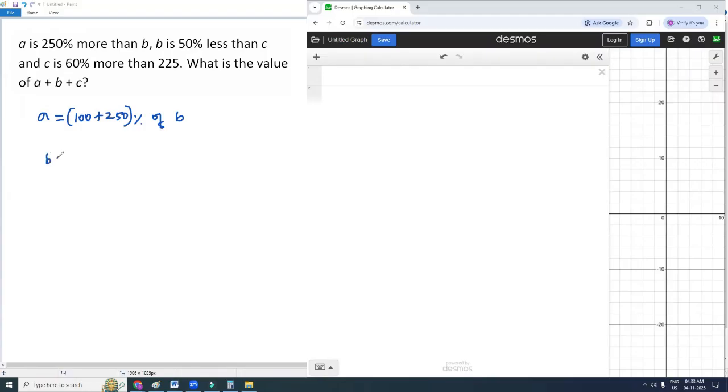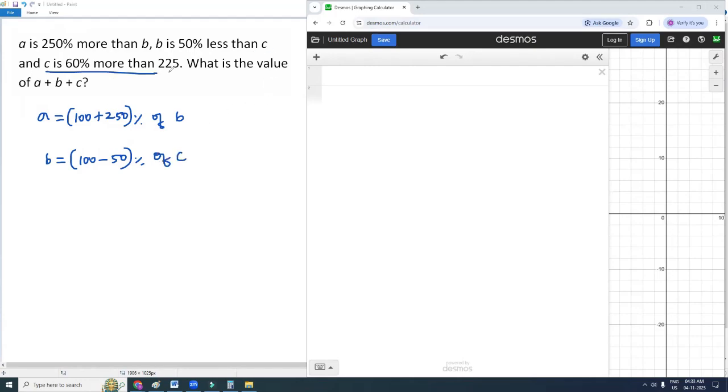Okay, now we have to do the same thing for this, that is, B is equal to 50% less than C. When I added the information "more than", I added this value to 100. Since we have the information "less than", we have to subtract this 50 from 100. Okay, then we get 100 − 50 percentage of this value, that is C.